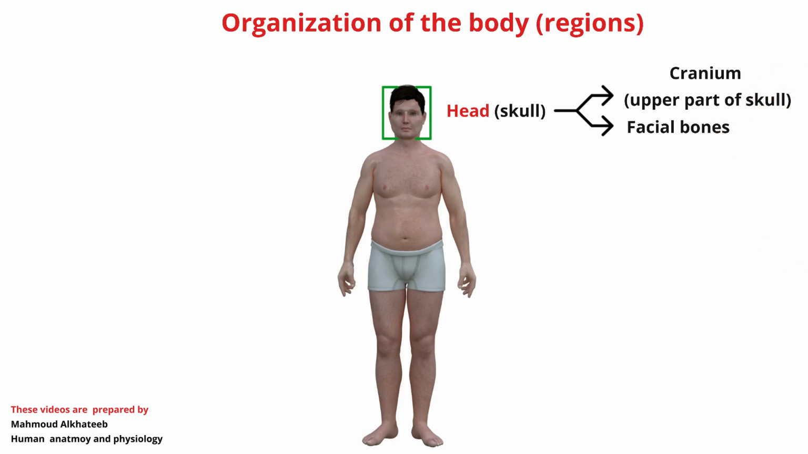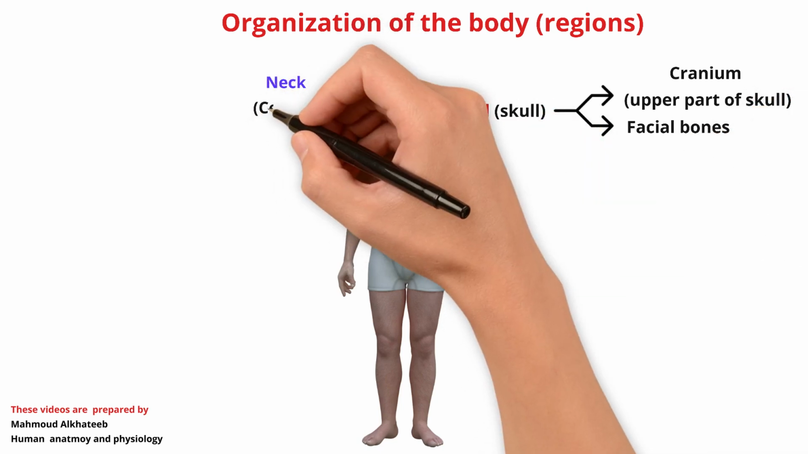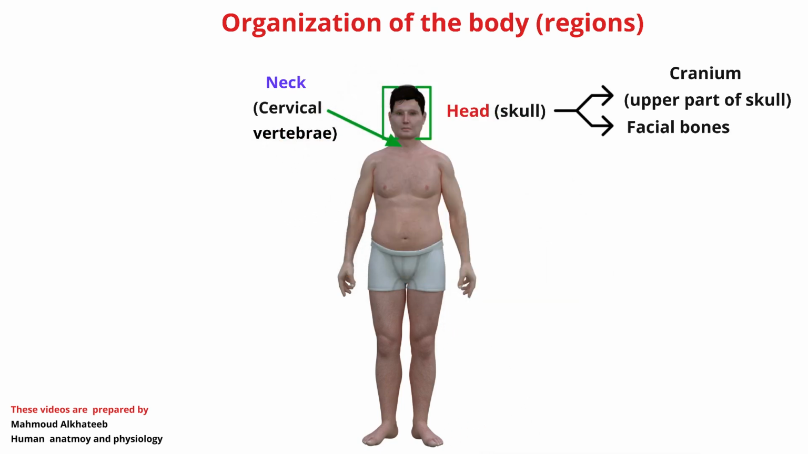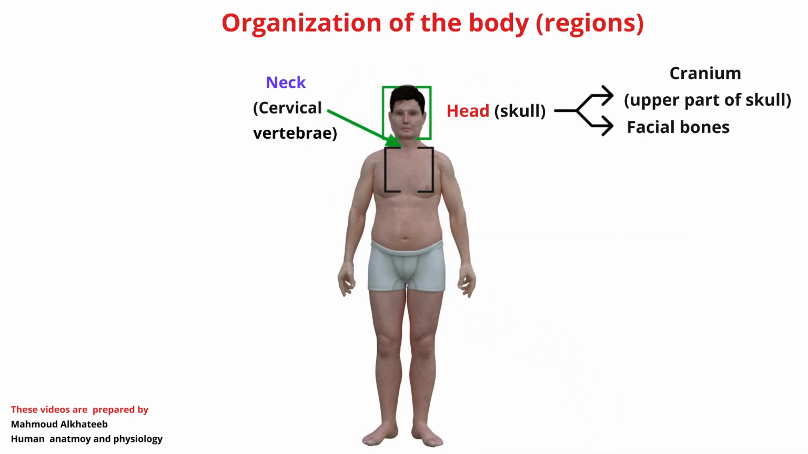Below the head, we have the neck, made up of the cervical vertebrae, which supports the head and allows for movement and flexibility. Below the neck is the chest, also known as the thoracic region. It houses the heart and lungs, which are protected by the rib cage.